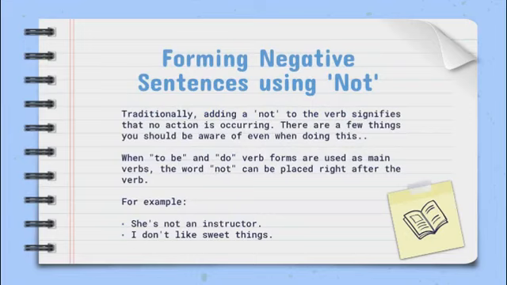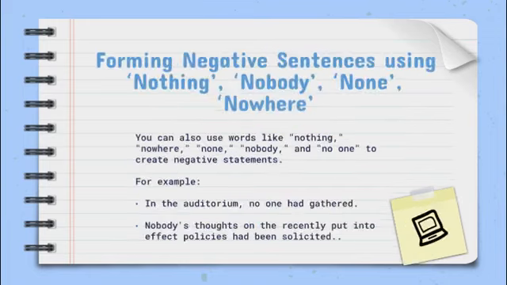There are a few things you should be aware of even when doing this. When to be and do verb forms are used as main verbs, the word not can be placed right after the verb. For example, she's not an instructor. I don't like sweet things. You can also use words like nothing, nowhere, none, nobody, and no one to create negative statements. For example, in the auditorium, no one had gathered. Nobody's thoughts on the recently put into effect policies had been solicited.